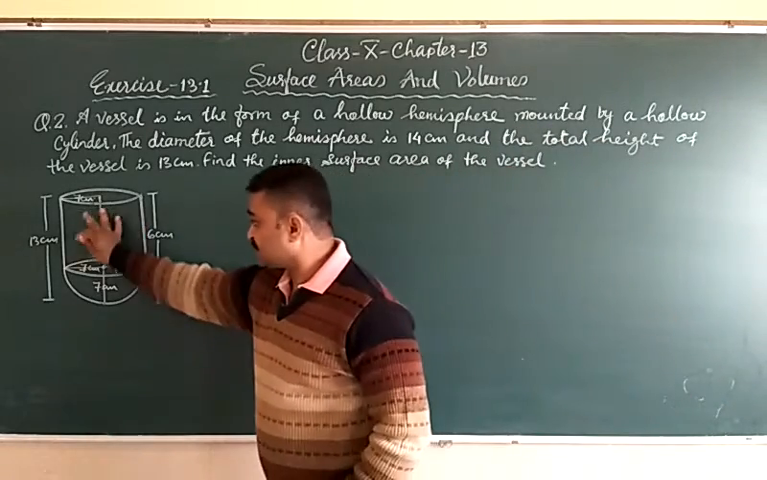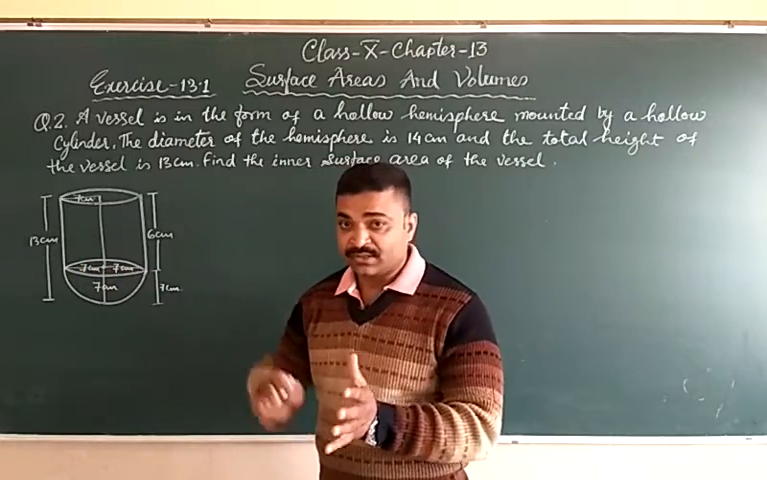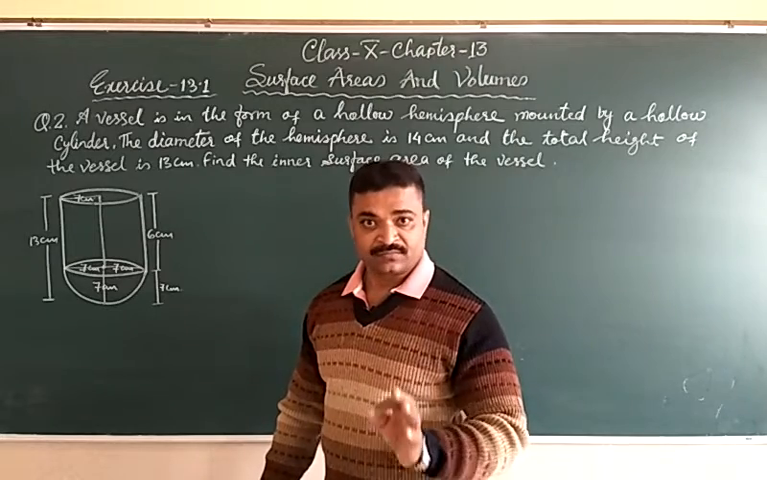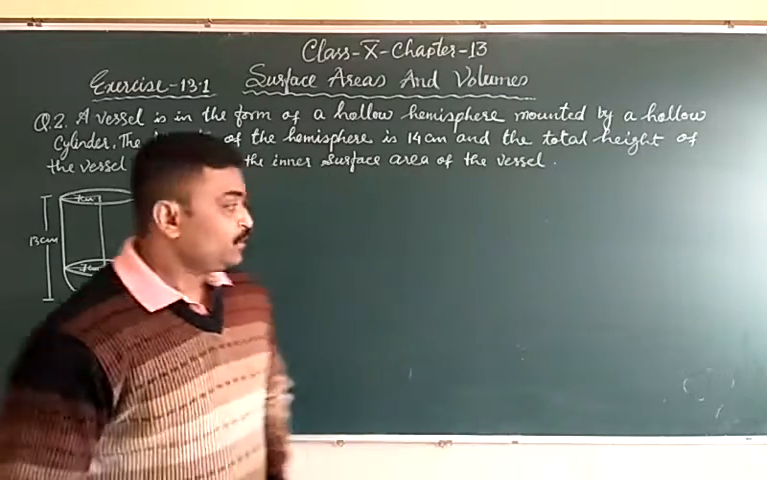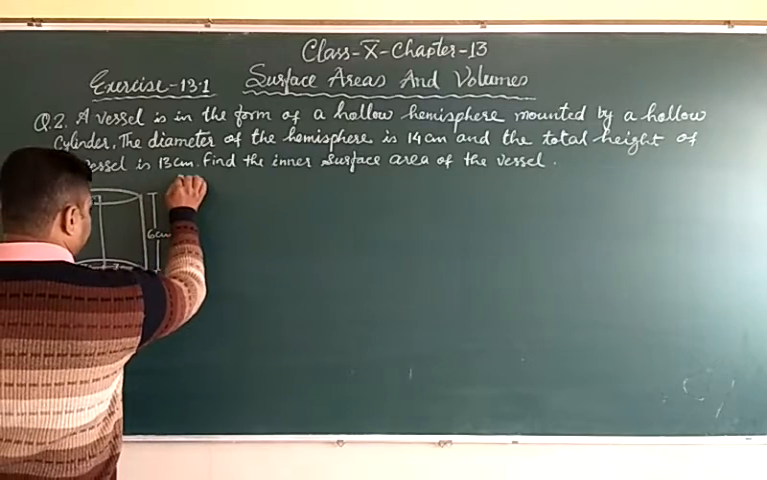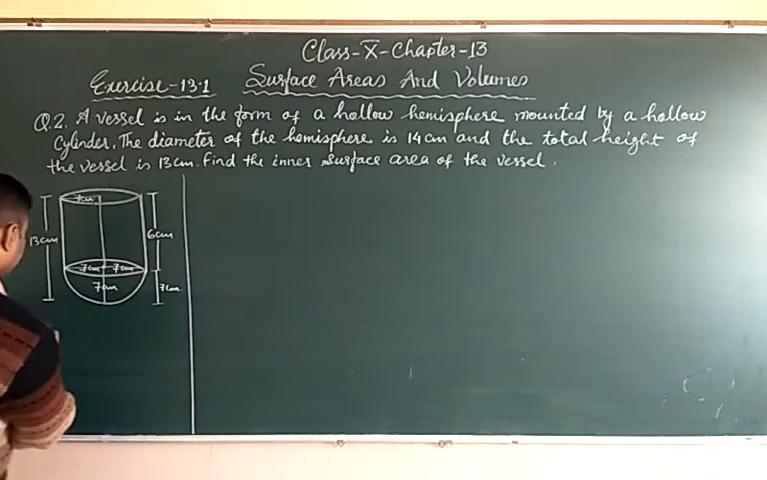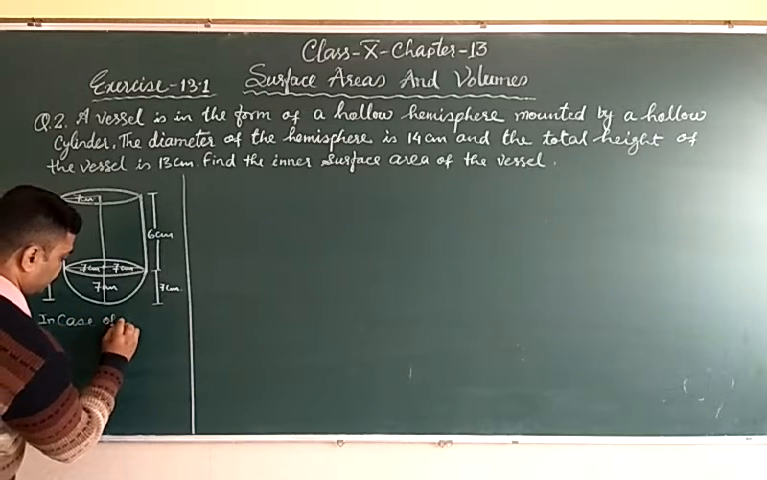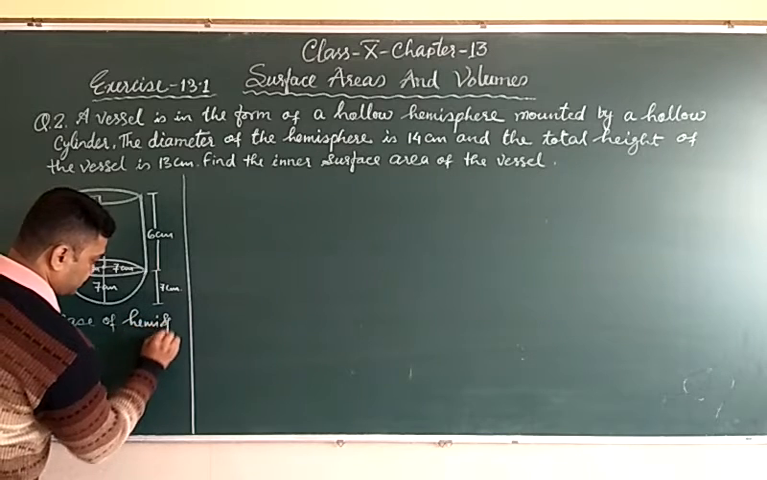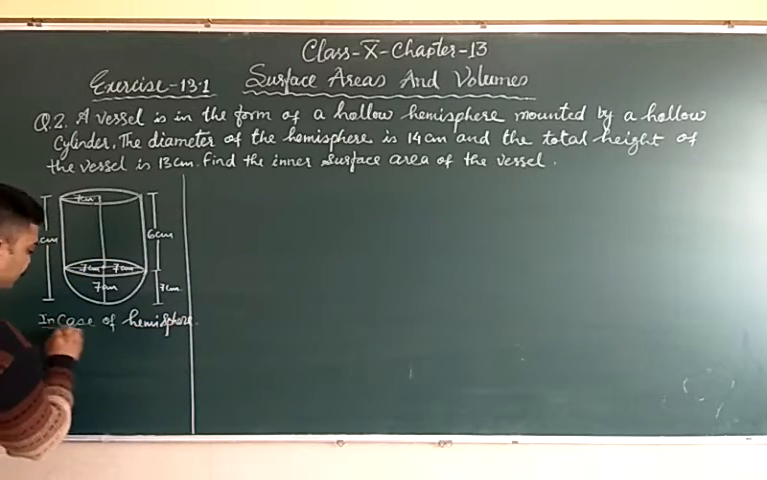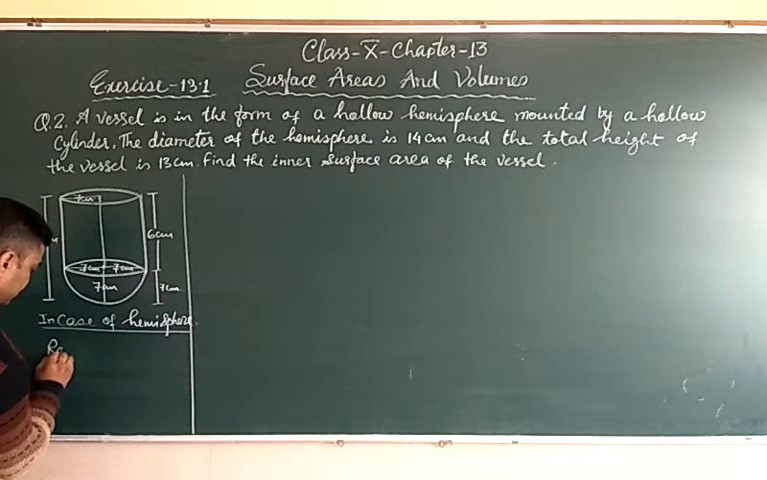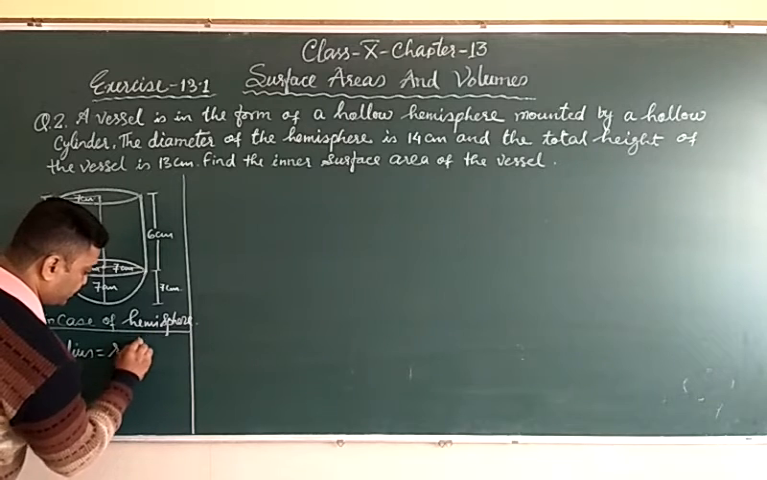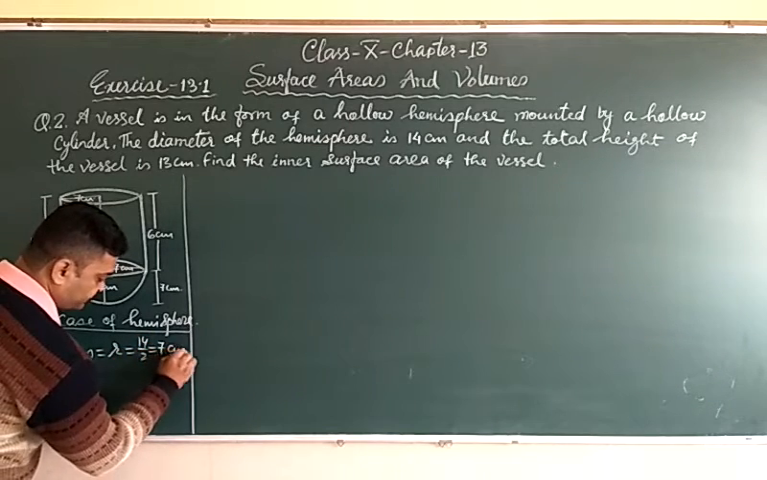हमको क्या करना है, हमको इसका और इसका दोनों का इनर सरफेस एरिया निकाल के दोनों को ऐड कर देंगे तो टोटल वेसल का इनर सरफेस एरिया मालूम चल जाएगा. इतना क्लियर हुआ? So we will write here, in case of hemisphere, what is the radius? Radius r is equal to 7 centimeter, or 14 upon 2, that is 7 centimeter. Clear?